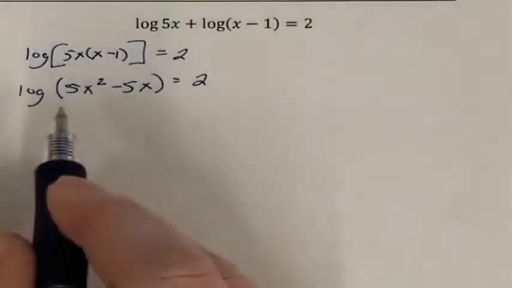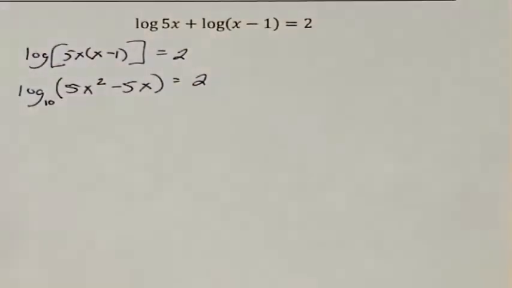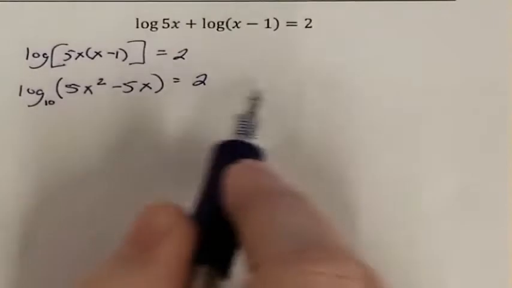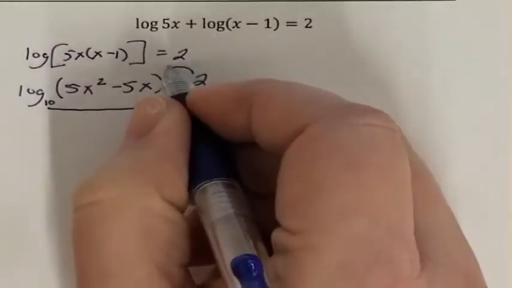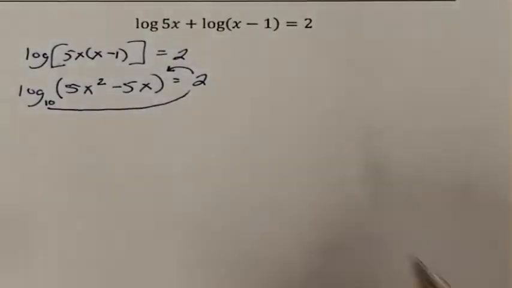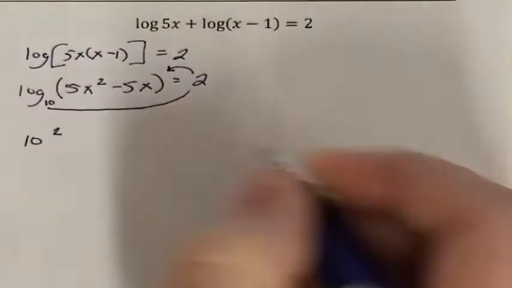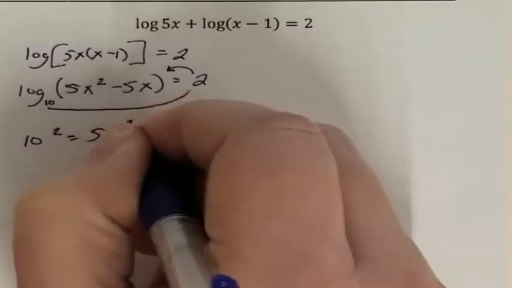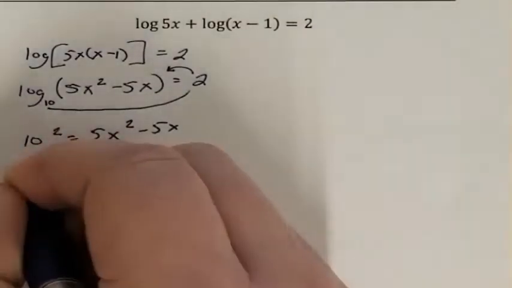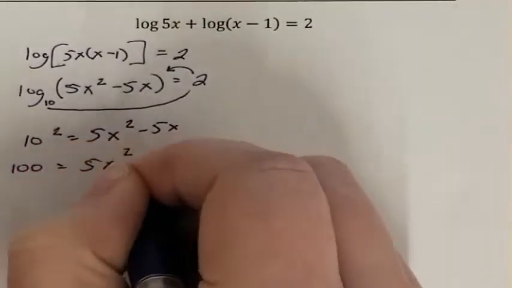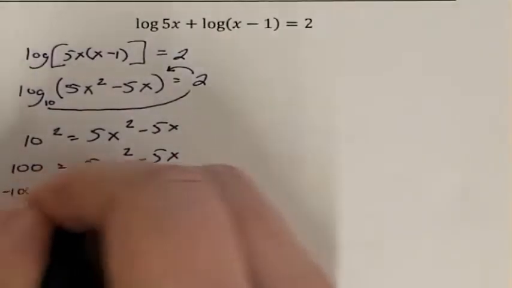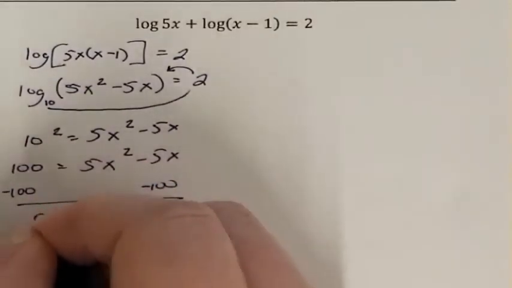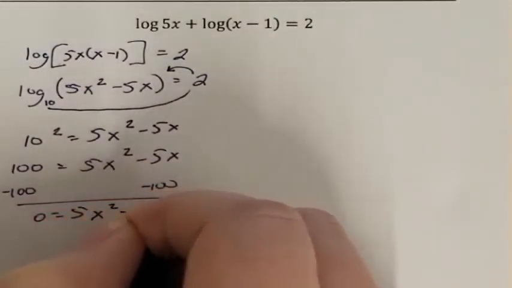Every log has a base. If it's not written, that's because it was log base 10 and we were just lazy and we don't write it when it's base 10. I only have one log in here, so I want to unlog it. So it's 10 to the 2nd power equals 5x squared minus 5x. 10 to the 2nd power is 100. Since I have an x squared, I'm probably going to have to factor. So I'm going to go ahead and make this problem equal to 0 so I can try and factor it.